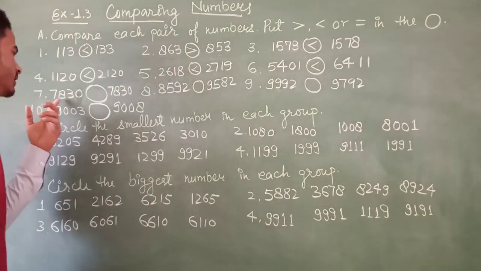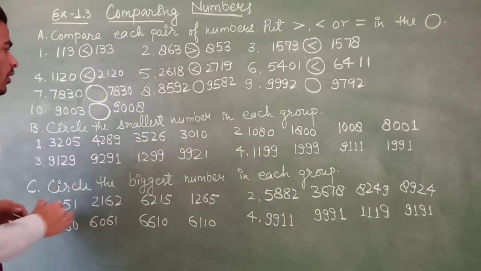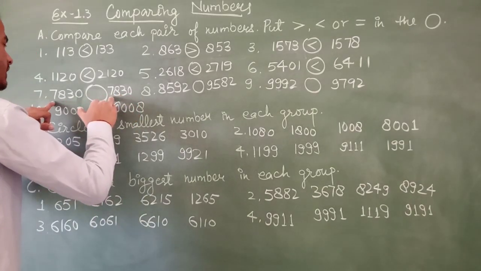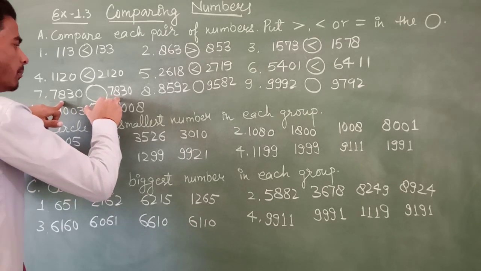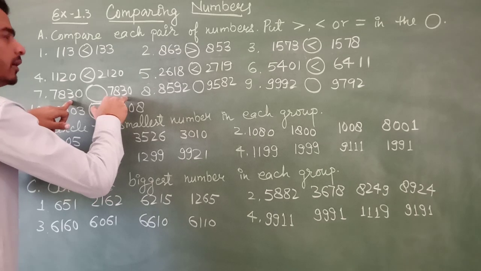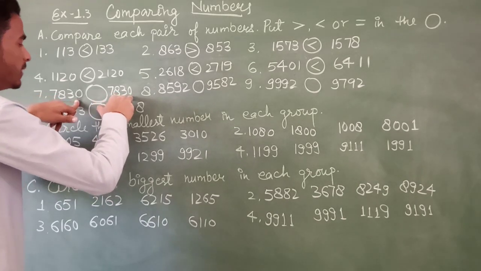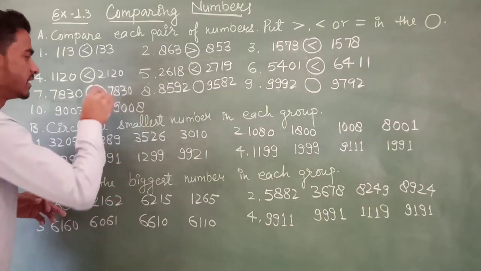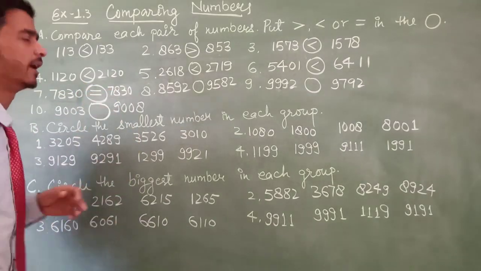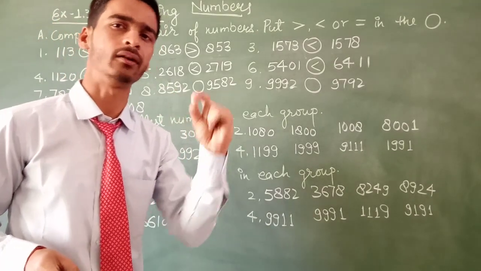Now come to question number 7, 7830 and 7830. Firstly, we have to compare the 1000s places, these are the same. Now we compare the 100s places, these are also the same. Now the 10s places, these are also the same. And now the 1s places, these are also the same. So we can say that 7830 is equal to 7830.